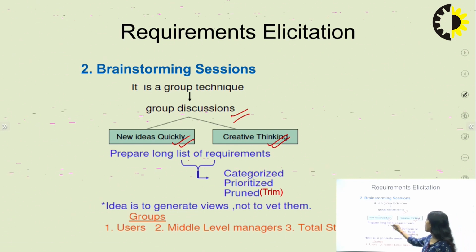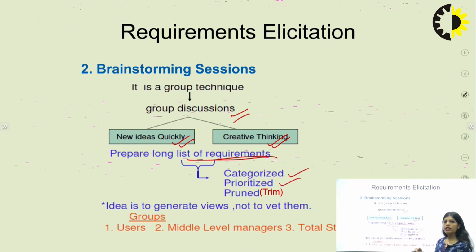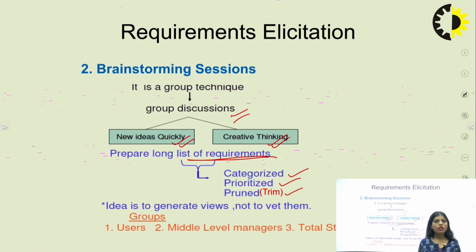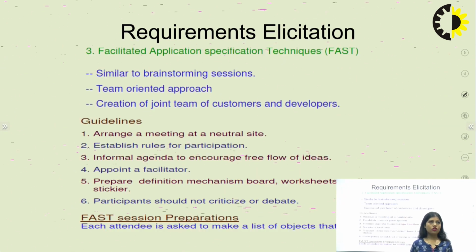The people can be creative. And in this group discussion, we prepare a long list of requirements, and the list of requirements can be categorized, prioritized and pruned. So the idea is to generate views, not to vet them. In group discussion, we have groups of people. The groups can be the users group, the middle level manager group, and the total stakeholders. So there are three types of groups in the group discussions.